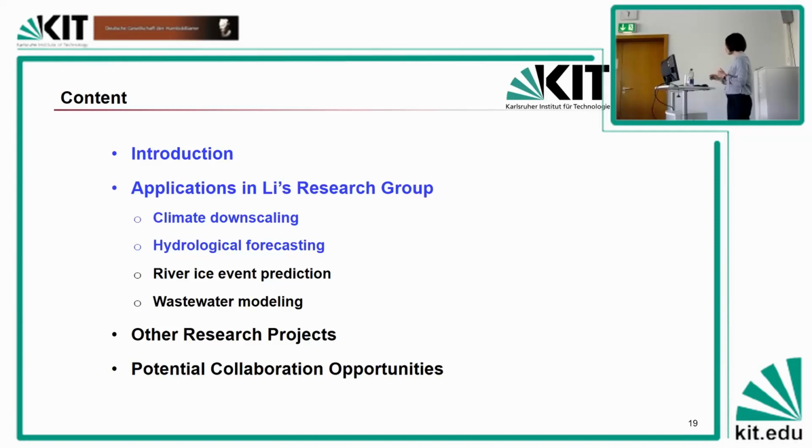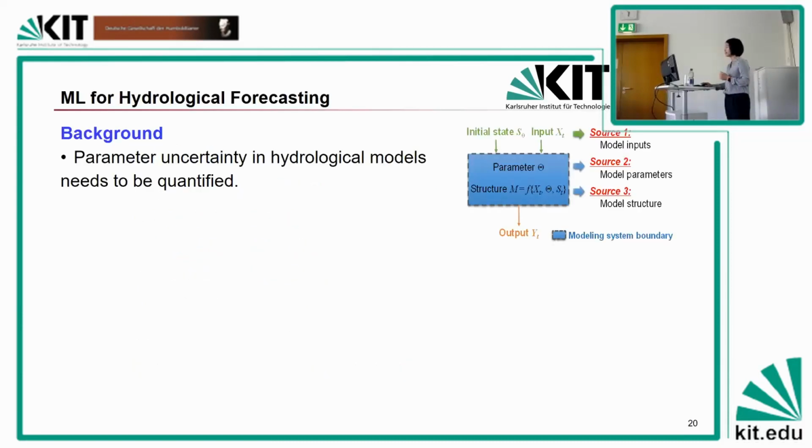But today, what I want to present is something that's different, something that's not directly for streamflow forecasting, but we use machine learning for estimating the parameter uncertainties. So the background story is not just for hydrological models. For all types of models, we have a lot of parameter uncertainty.